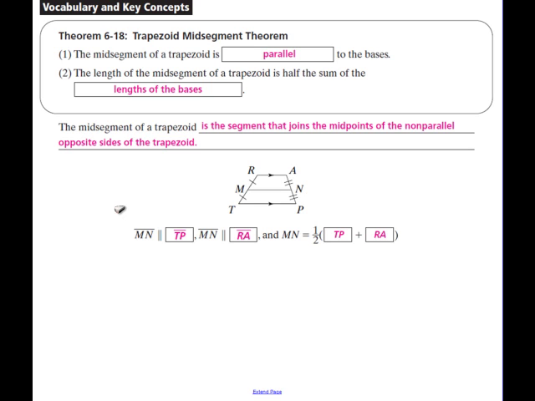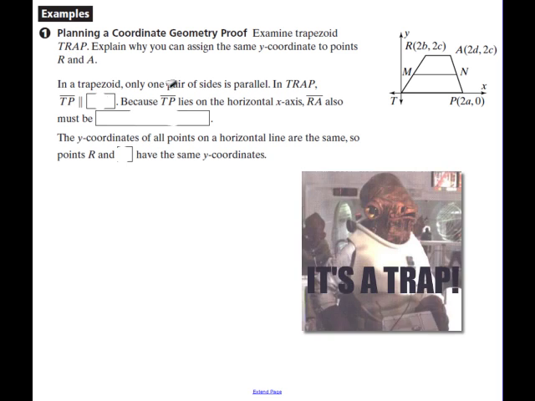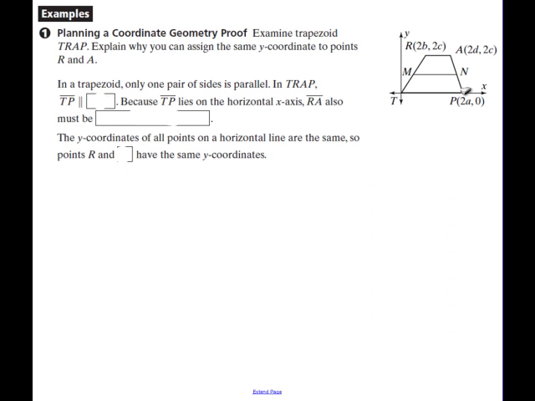Okay, so now we take a look at how we can apply this theorem to an example. So if we look at the first example, we say, oh no, it's a trap, like Admiral Akbar from Return of the Jedi. But we have trapezoid TRAP, and they ask us to explain why we can assign the same y coordinate to points R and A. Well, it's a fairly straightforward explanation.